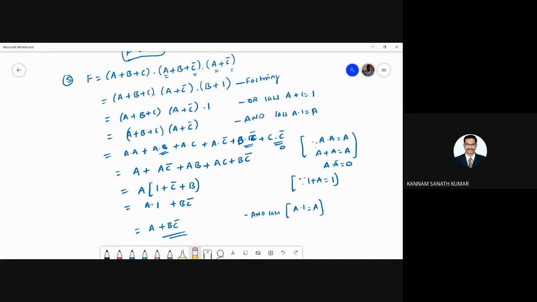Now what should I do? From these four terms, you can take A common, plus C, plus BC bar. I took A common from these four terms: 1 plus C bar plus B plus C. So this one I can consider as X. So 1 plus X equal to what? The 1 itself. So A into 1 plus BC bar, A into 1 is A, plus BC bar. Is it okay? Yes, sir.